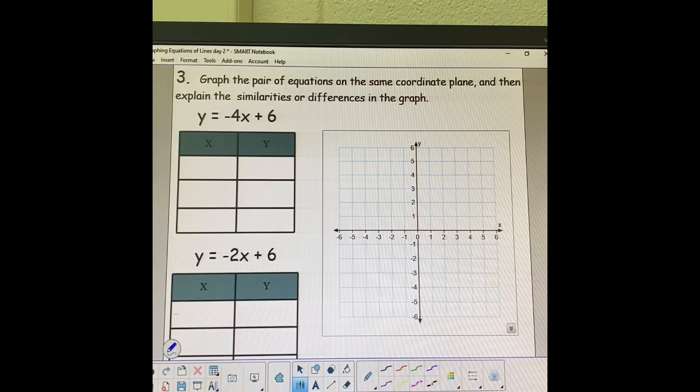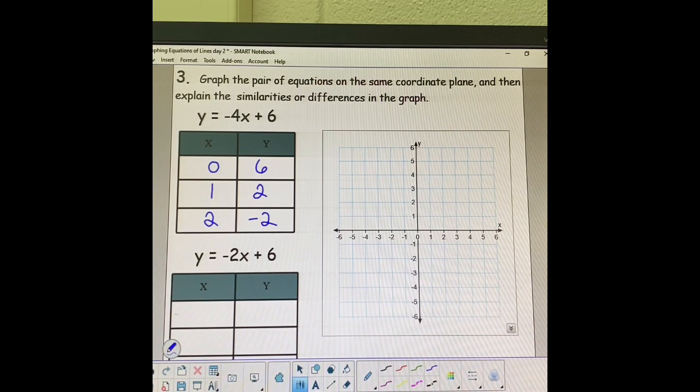For y equals -4x plus 6 and y equals -2x plus 6, let's plug in the x values of 0, 1, and 2. After you plug in those numbers, plot the points. Make sure you label the 2 lines so you know which line is which. And let's figure out some differences or similarities between the 2 graphs.